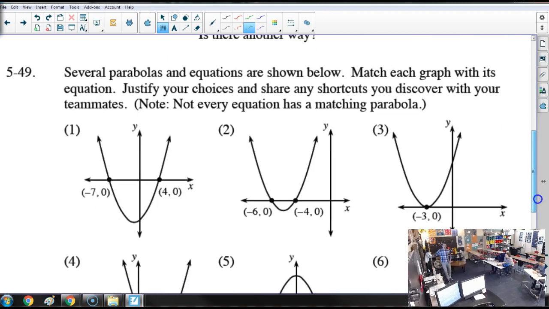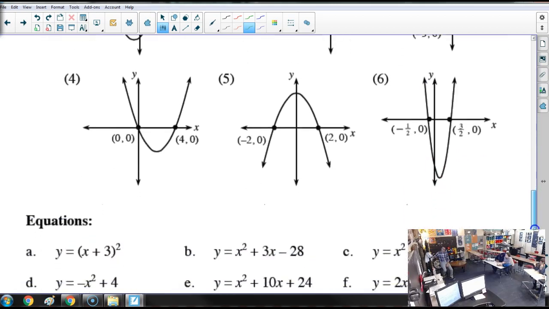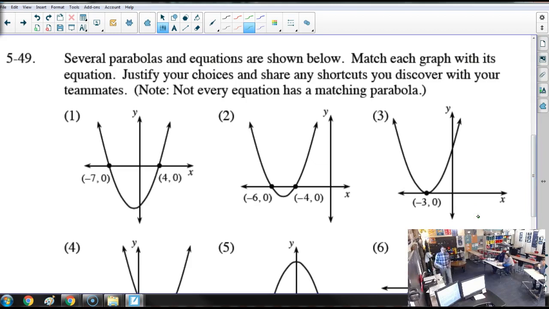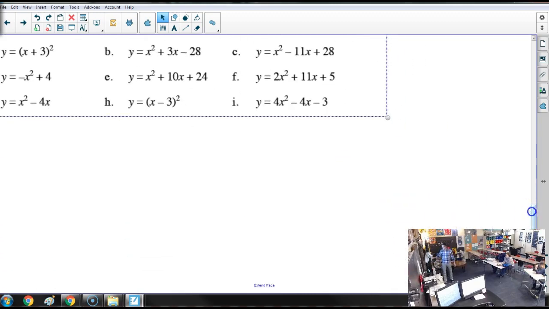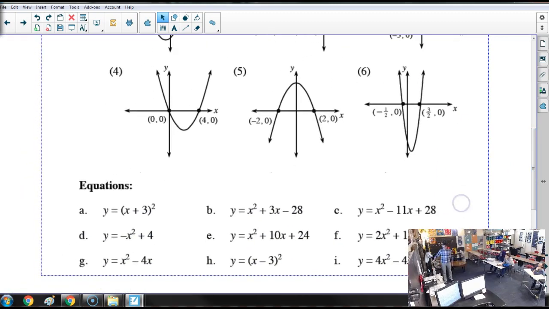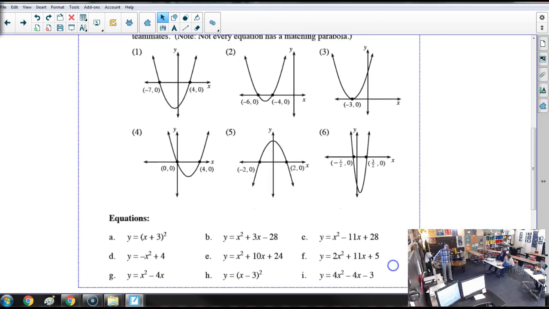All right, so now several parabolas and equations are shown below. Match each graph with its appropriate equation. We're going to have to shrink this down. So now with all of these having integer zeros, I really think that we could do this pretty quickly.